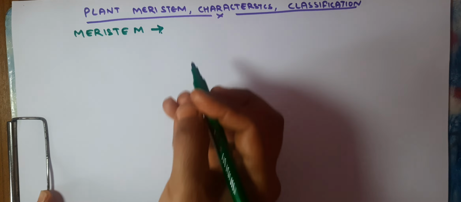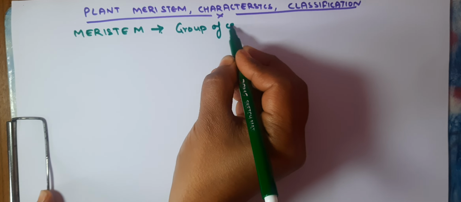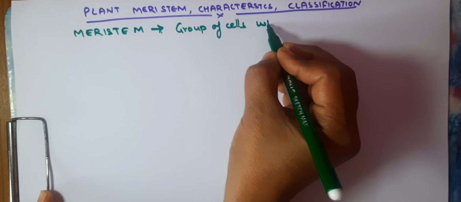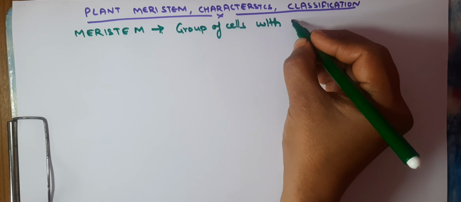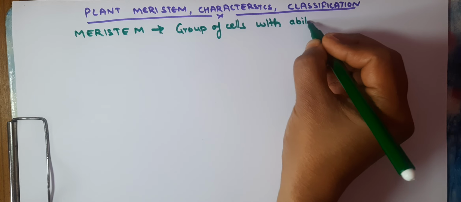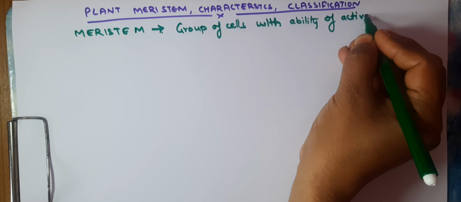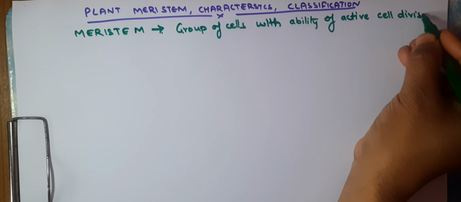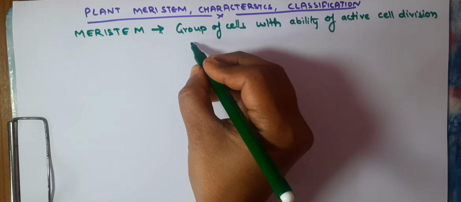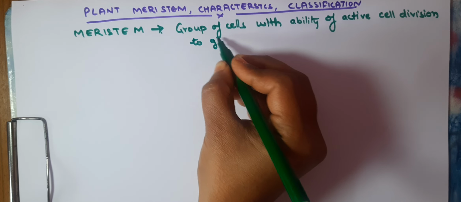So meristem is a group of cells, a group of cells with the ability of active cell division. So what do you mean by active cell division? Active cell division means they are continuously dividing. So these cells will continuously divide to give rise to new tissue.